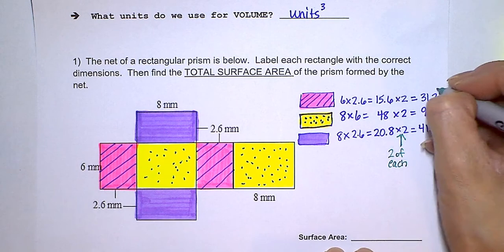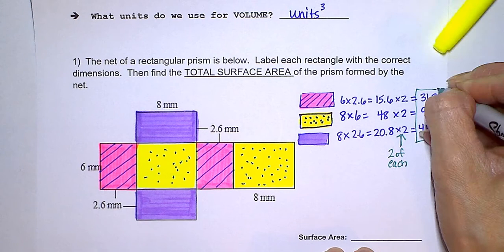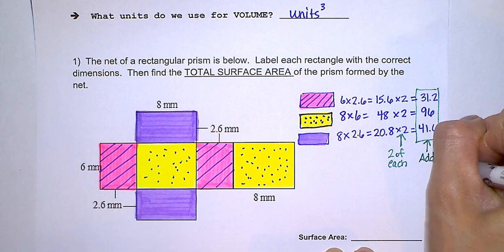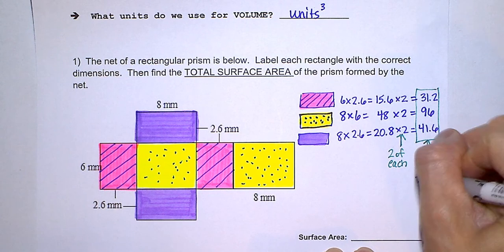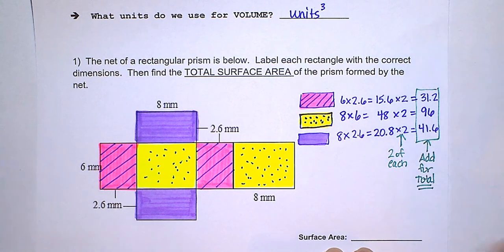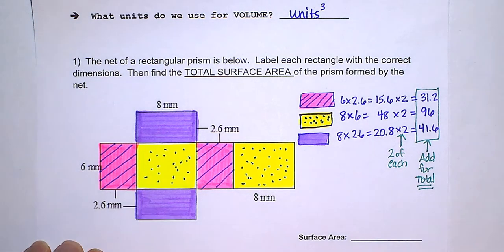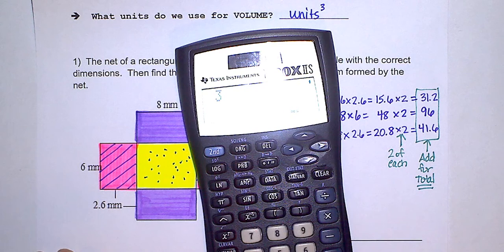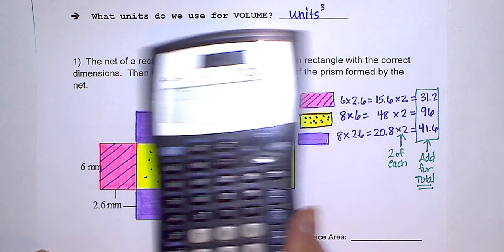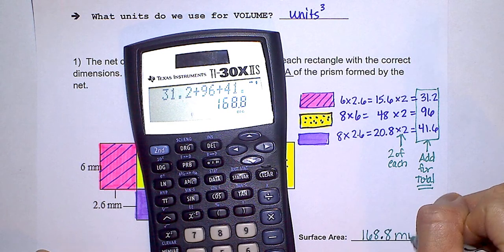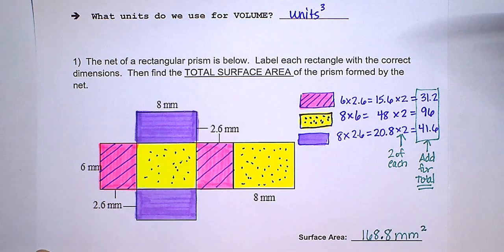And now, these 3 answers here, we are going to add all of these up for the total surface area of this entire prism. Okay, so just don't forget to do that last step of adding. So 31.2 plus 96 plus 41.6, and the total surface area is 168.8 millimeters squared. Great job.